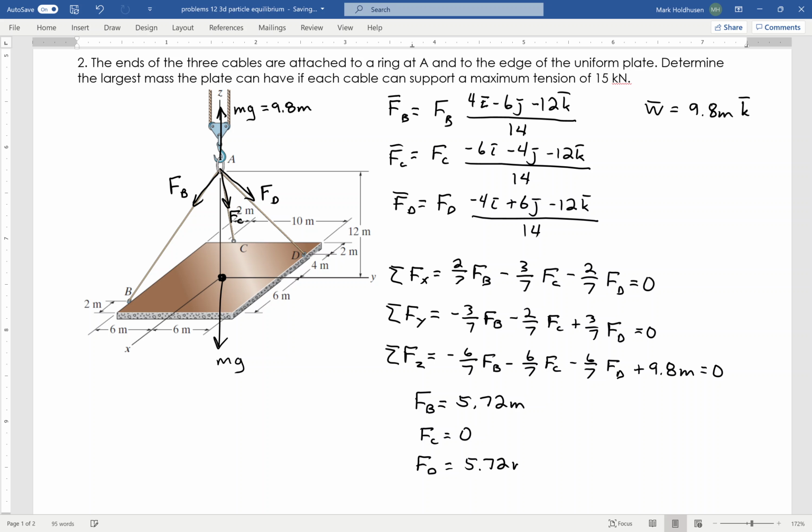So I solve that system of equations using various methods that I don't have time to show right now, and we find that. So all I do is take one of those forces and set it equal to 15,000 newtons. And from that, I can solve for m equal to 2,624, and that's going to be in kilograms. And that's the total mass that I can lift with these cables that can each hold up to 15 kilonewtons.